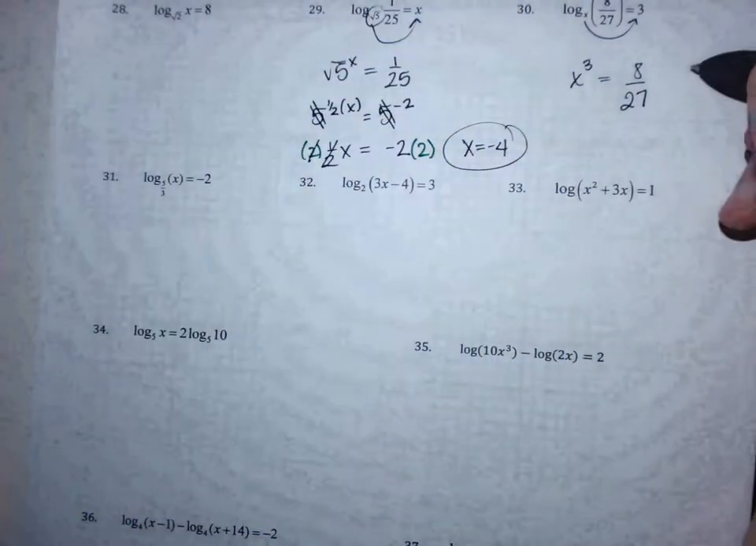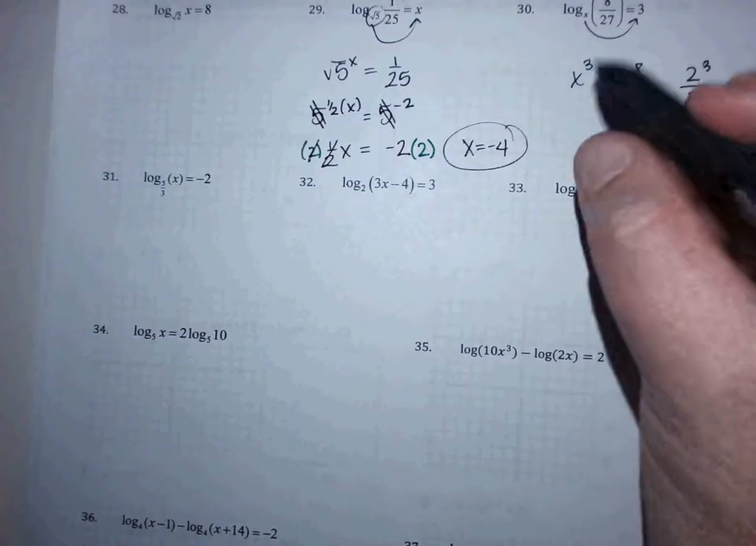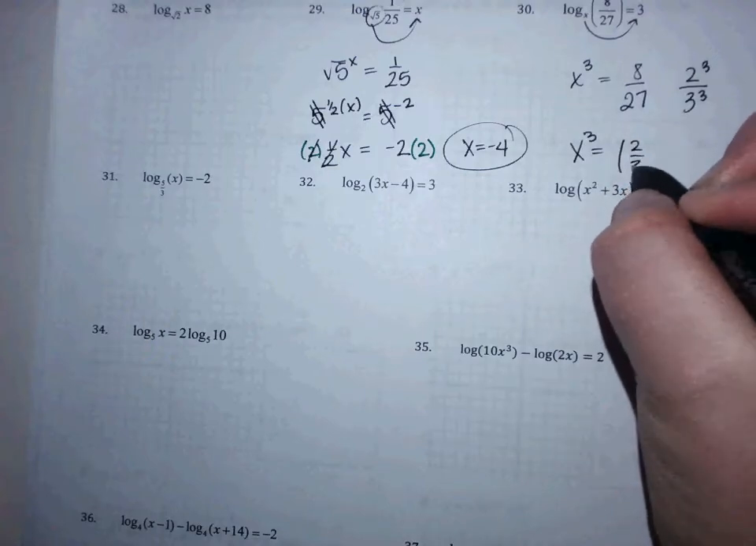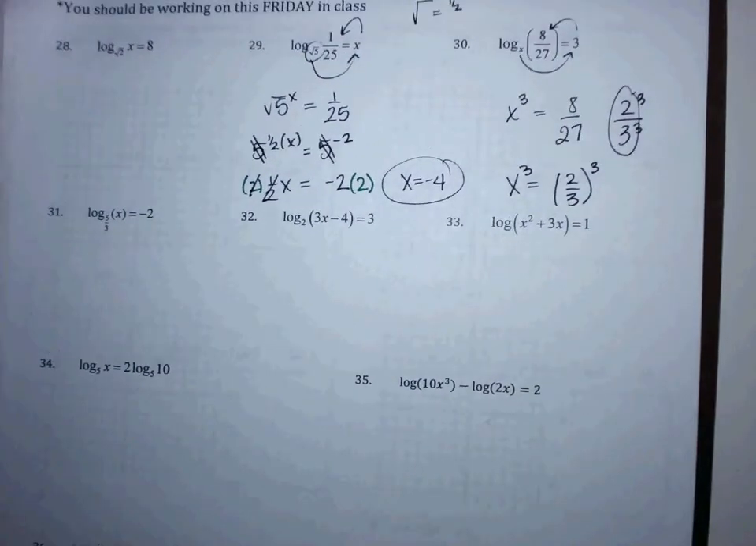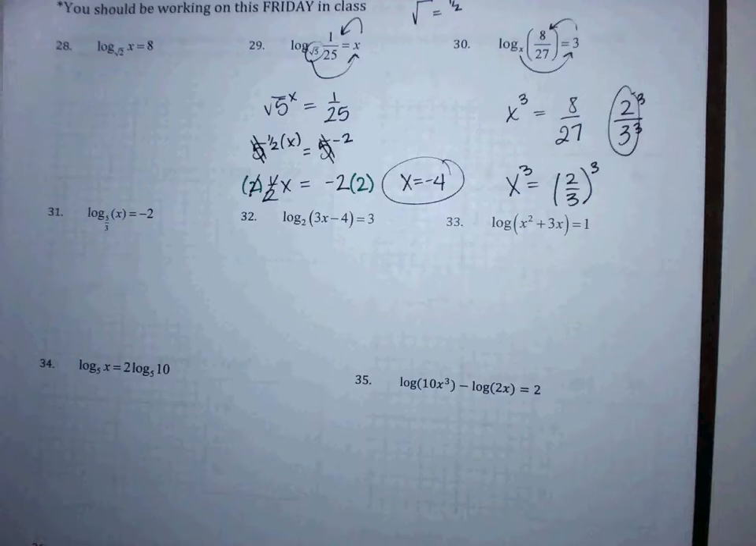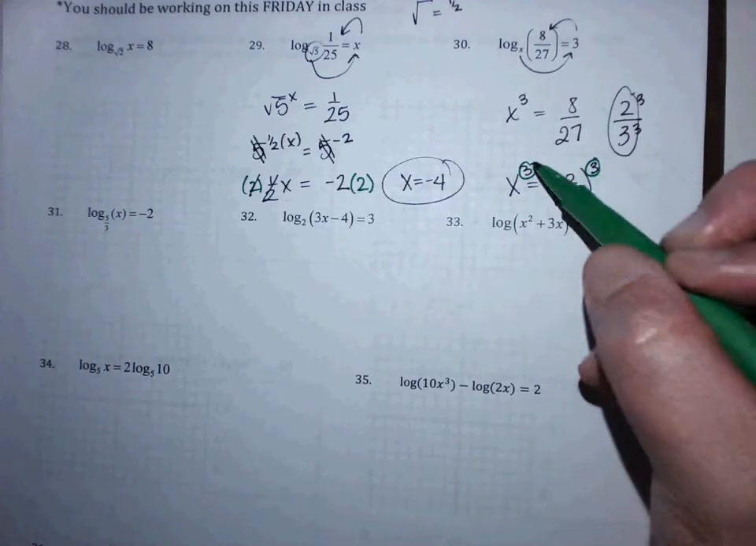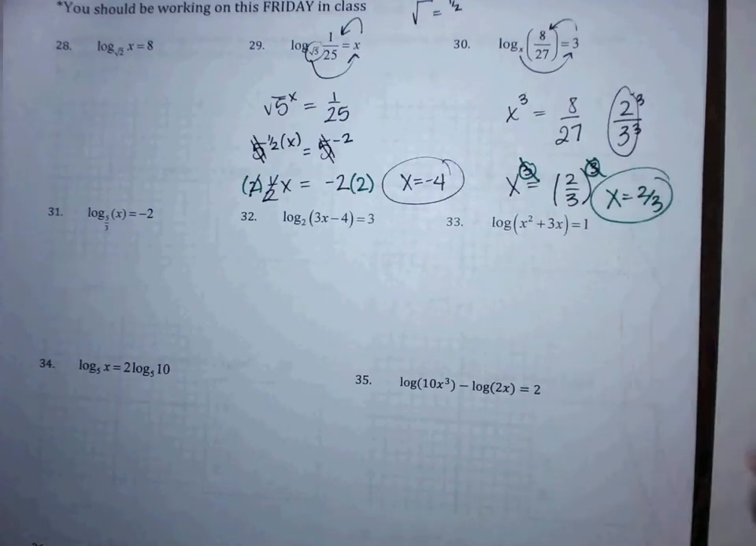So if that's 2 to the 3 over 3 to the 3, then I could say that x is equal to 2/3 to the 3. So I'm basically just taking my 2/3, making it the base, and then combining that third power on the outside. Now remember, once I get these common 3s, what's the point of that? Well, now I can slash them out. x is 2/3.